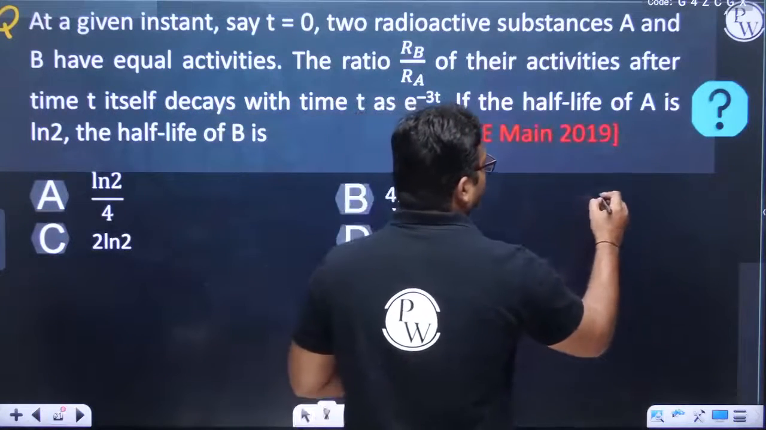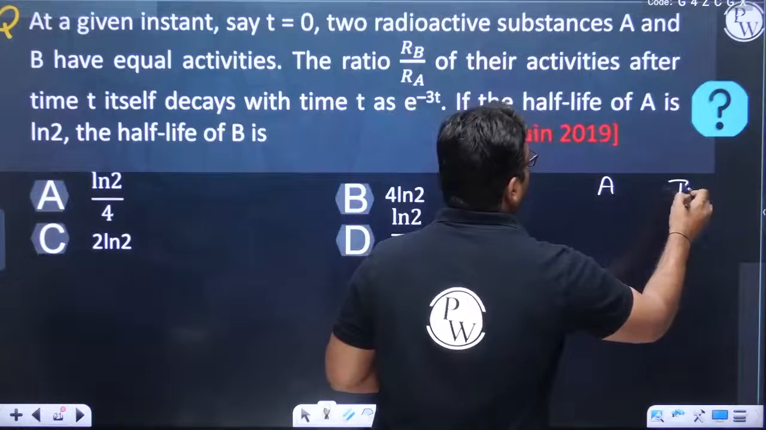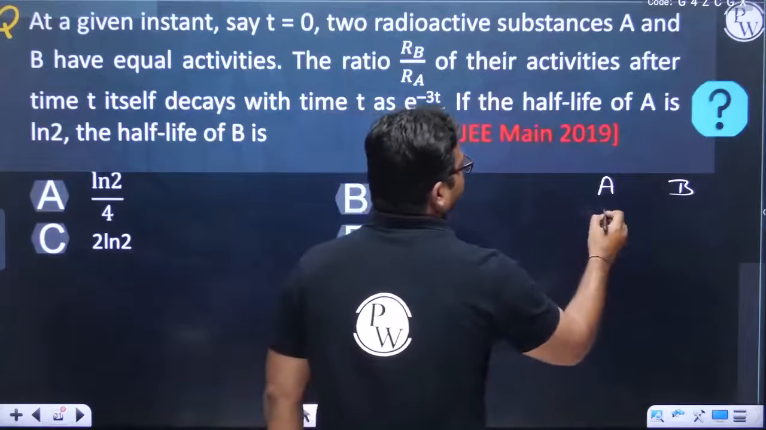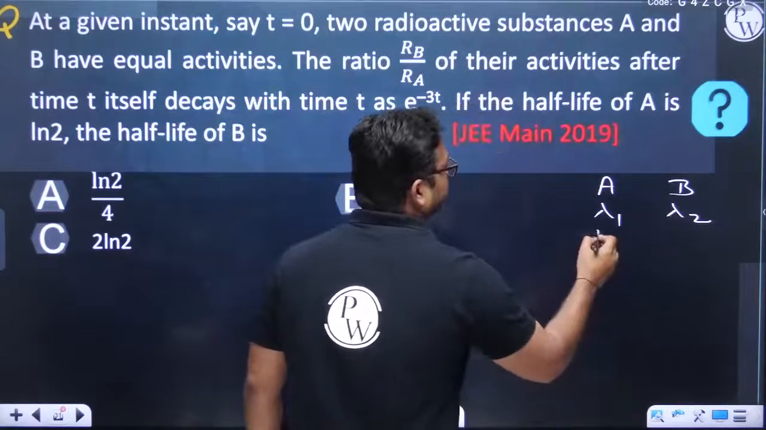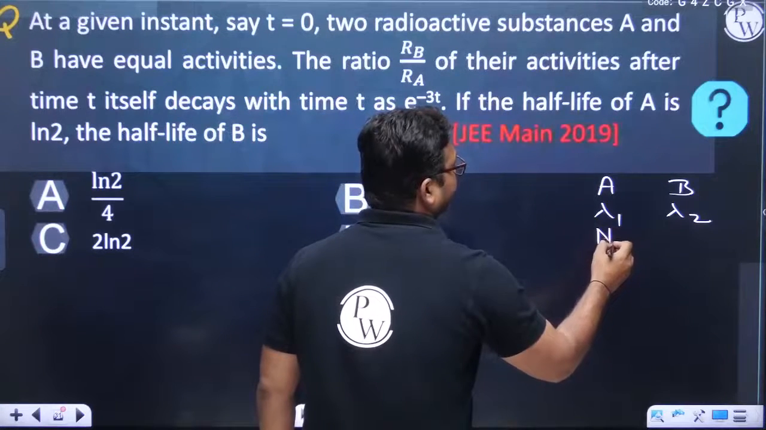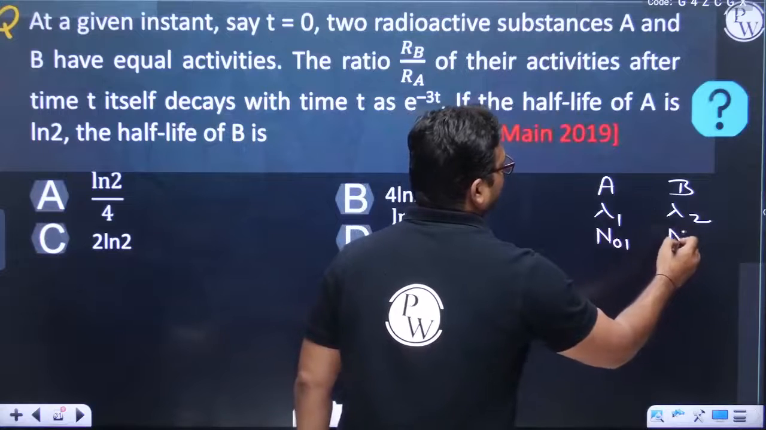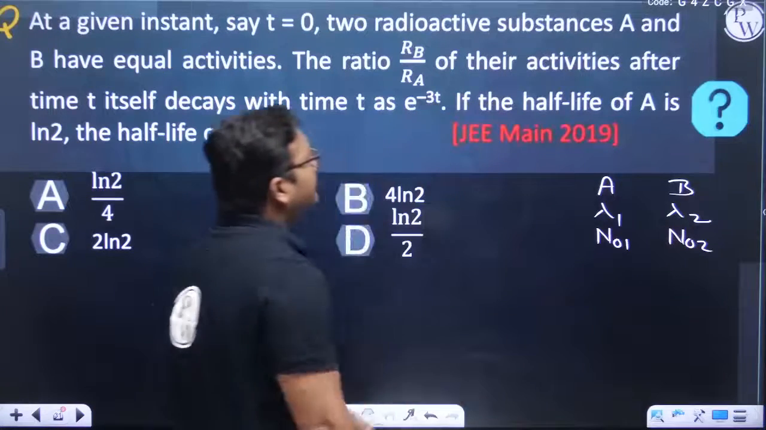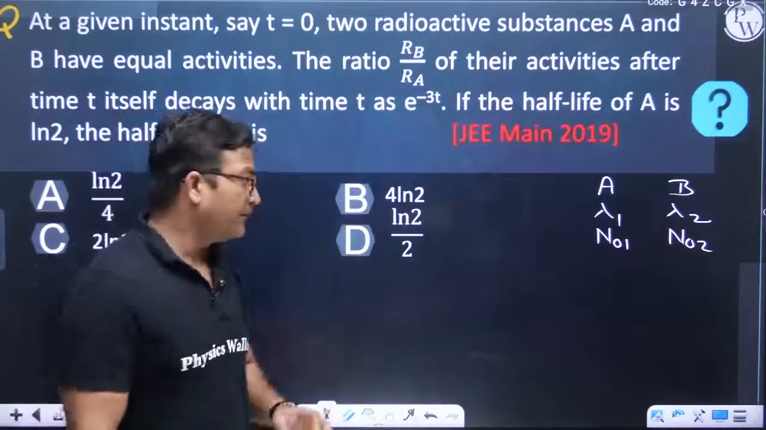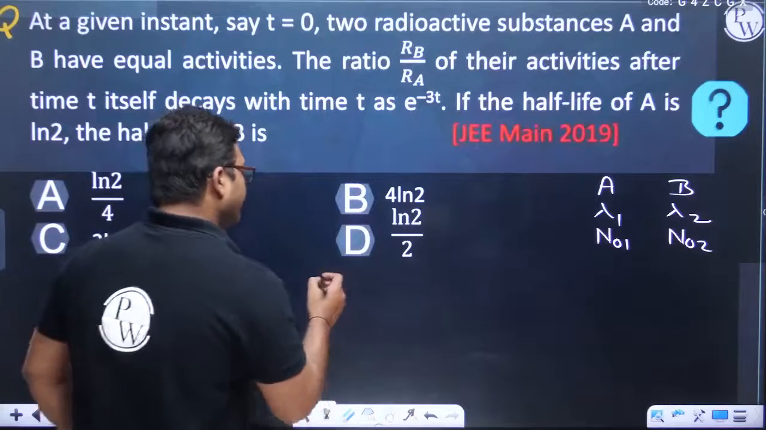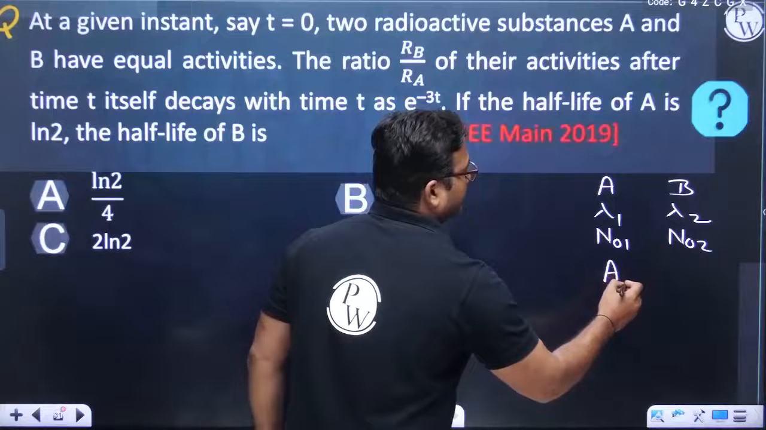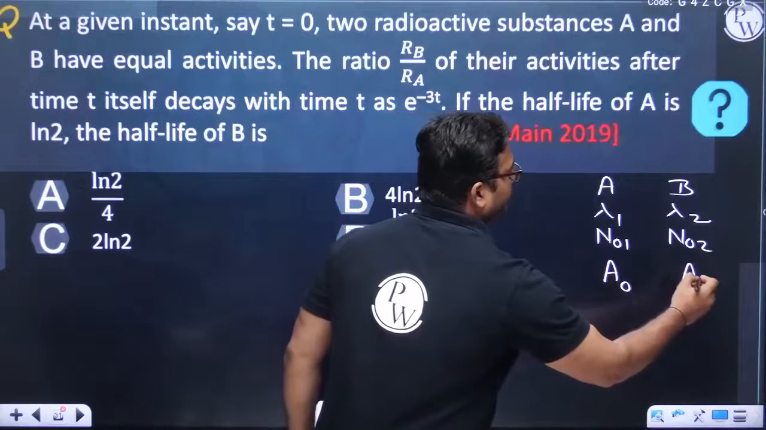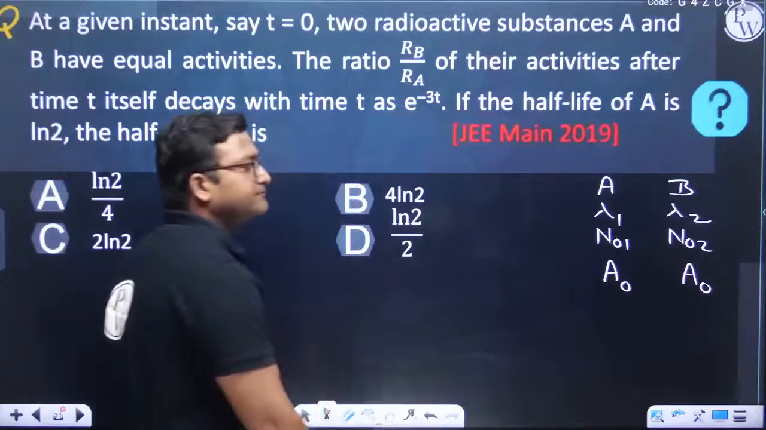Let us say one element is A and the other element is B. It has decay constant lambda 1, and it has decay constant lambda 2. It has initial number of nuclei n naught 1 and n naught 2. And as the initial activity is the same, I can write the initial activity of A as A naught and the initial activity of B also as A naught, right?